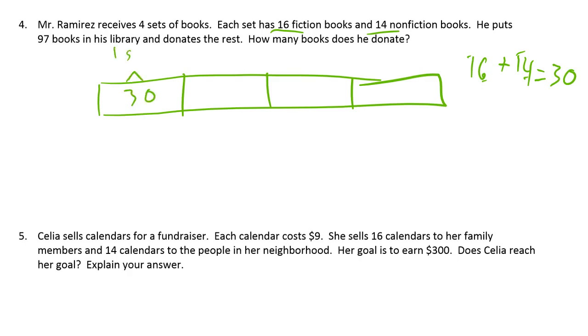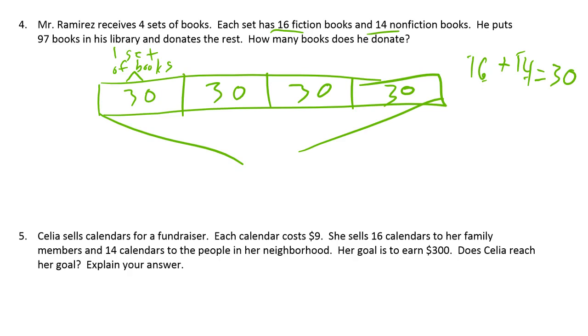And this is one set of books. So the whole thing is 30 times 4, which is 120. And he donates 97. So we could look at this and say 30, and this 30, and this 30, and this 30 is 90. And really he just needs 7 more to say that these are the ones he keeps.